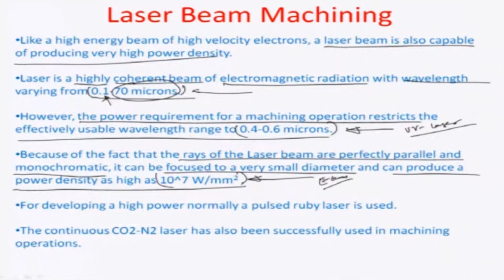So, for developing a high power laser, normally a UV laser is used. These days there is also a high energy laser, the UV laser, which is very often used. And then there are continuous CO2, carbon dioxide, and nitrogen lasers, which have been very successfully used for all kinds of machining operations.